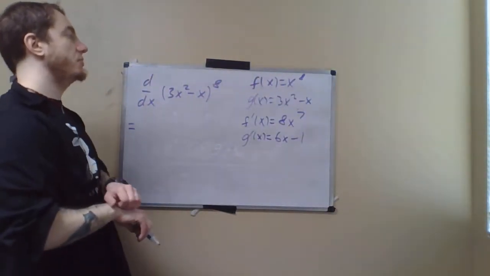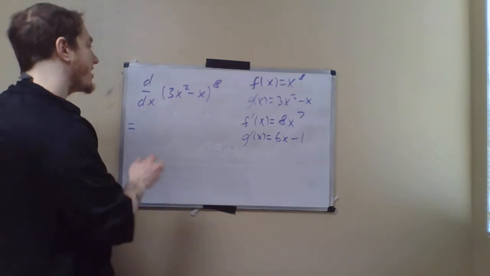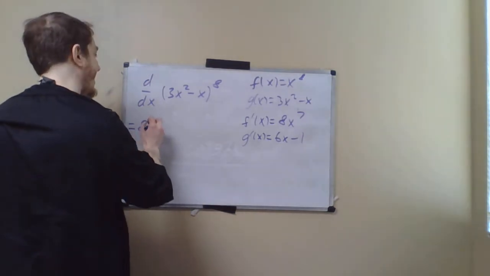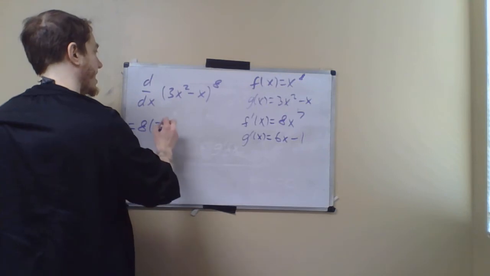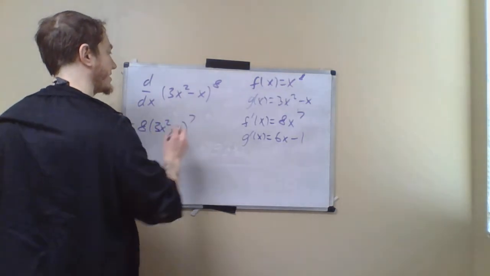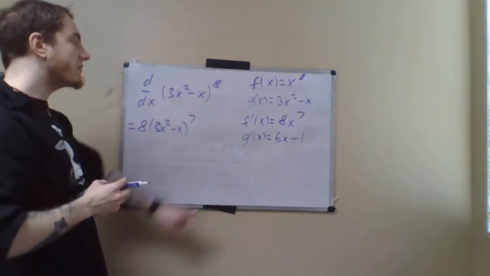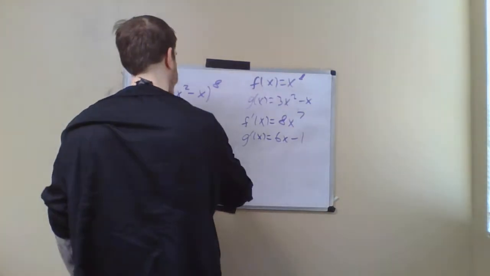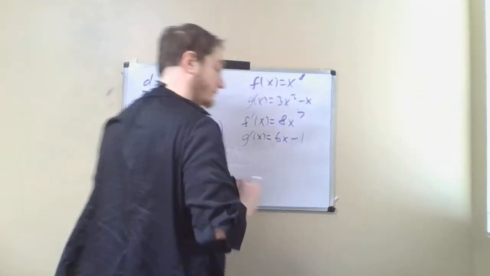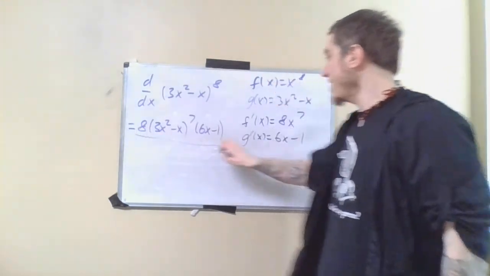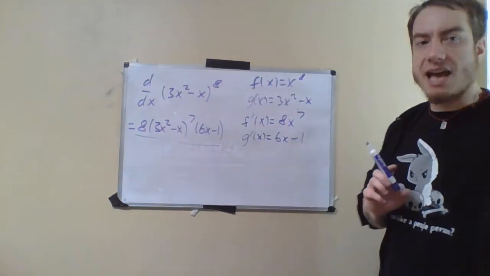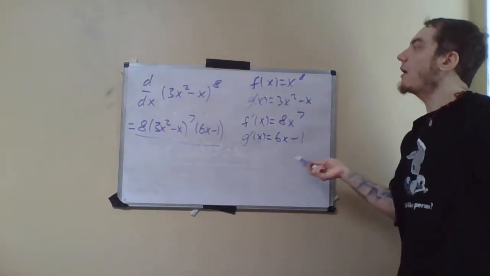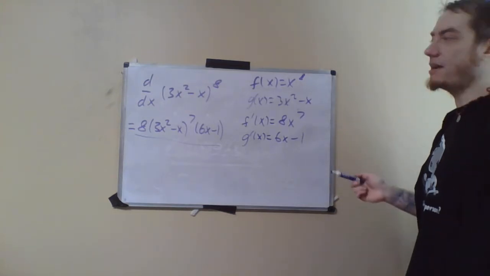And now we just have to put this together. So f prime evaluated on g, that's going to be 8 times 3x squared minus x raised to the 7th power. And then I have to multiply by g prime, which is going to be 6x minus 1. So I've got this answer here, and the nice thing is that I was able to do this without having to appeal to any complicated algebra stuff.